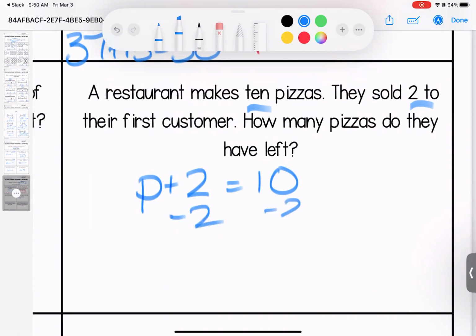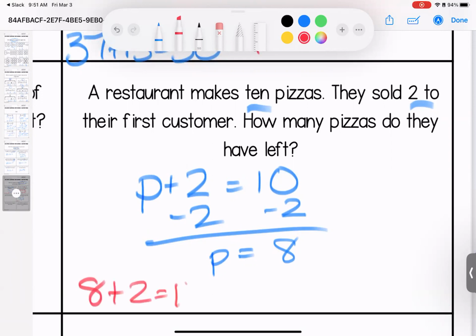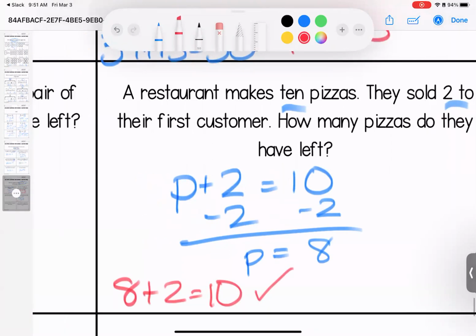I'm going to subtract 2 from both sides. P is equal to 8. Let's check it. 8 plus 2 is equal to 10. That is a true statement.